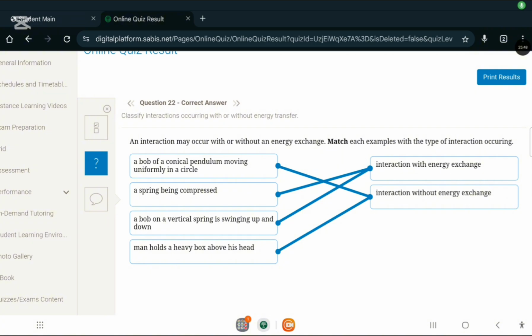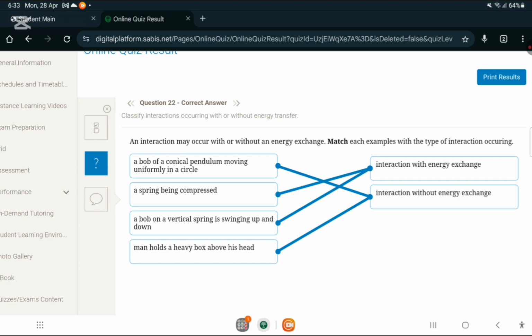Sorry about that. A bob of a conical pendulum moving is an interaction without energy exchange because it's moving uniformly. A spring being compressed, which means there's an unbalanced force pressing it down, is with energy exchange. A bob on a vertical swing is swinging up and down. It is an interaction with energy exchange because it is being pressed on by an unbalanced force.